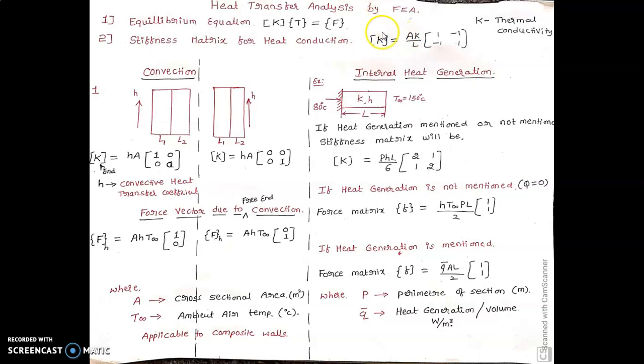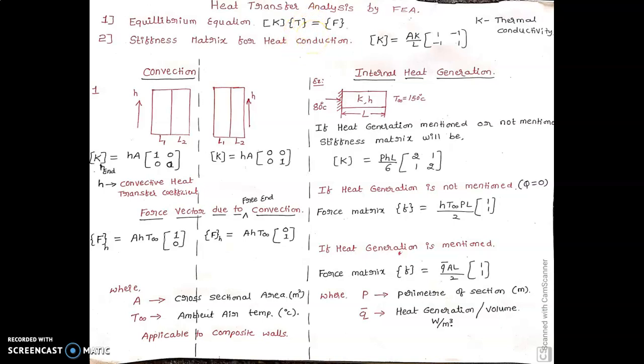And don't confuse this K with the earlier K. The earlier K is the stiffness matrix, and here this K is the thermal conductivity of a given material. Okay, that will be mentioned in the problems. A is the area of the cross section, and L is the length of the given element. Now these two are common for each and every problem.